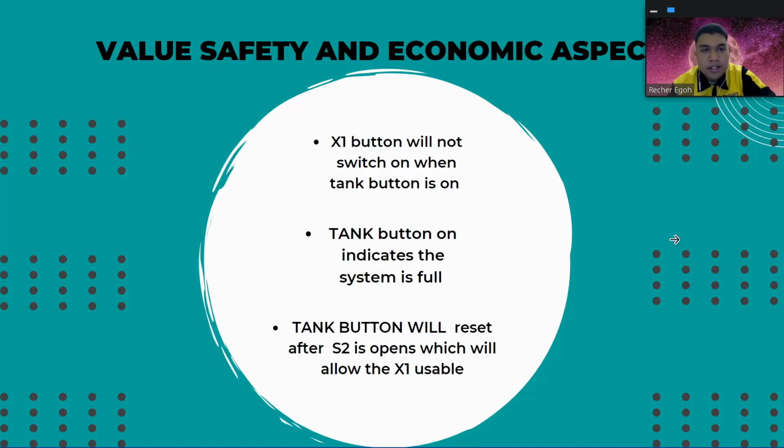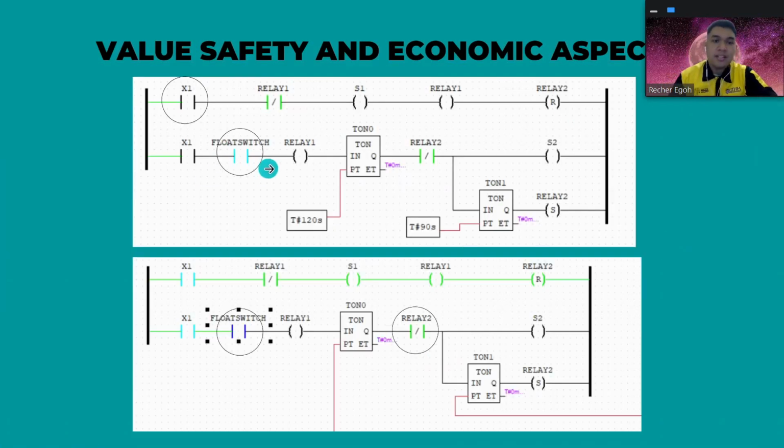Thank you. Hello, my name is Recher. I am going to explain the safety and economic aspects that we took into consideration in our design. First, the X1 button will not switch on when the tank button is on. The tank button is the float switch. When the water is at a high level, it will switch off X1 and allow the chemical reaction to occur during the 120 second delay. After the 120 second delay, it will charge relay 2, which will turn on the timer for 90 seconds, where it will drain the tank.